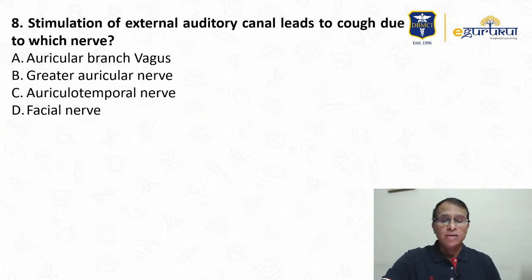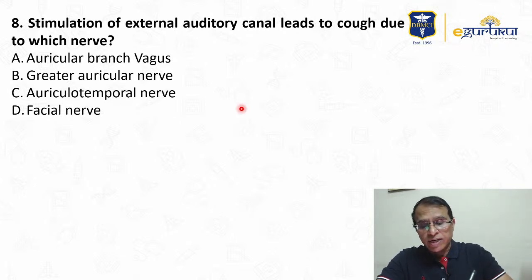Stimulation of the external auditory canal can lead to cough due to which nerve? Auricular branch of vagus, greater auricular nerve, auriculotemporal nerve, or facial nerve. Stimulation of the external auditory canal leads to cough. Which nerve? Come on, guys. Yeah, it is the auricular branch of the vagus, which is also called Arnold's nerve, also called Alderman's nerve.